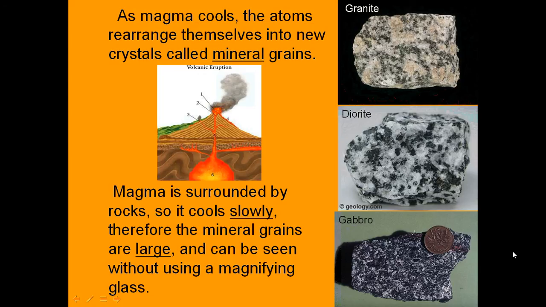So if you look here, granite, diorite, and gabbro, you can see all the different colored minerals in those rocks. All of these would be intrusive igneous rocks because they have large crystals that you can see with just using your eyes, no magnifying glass.